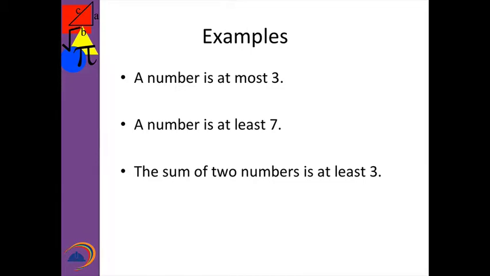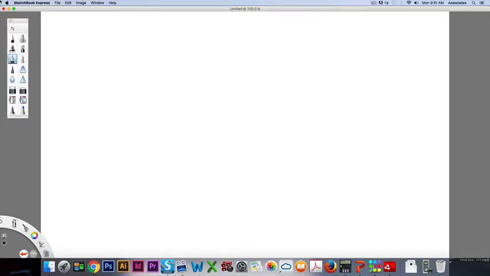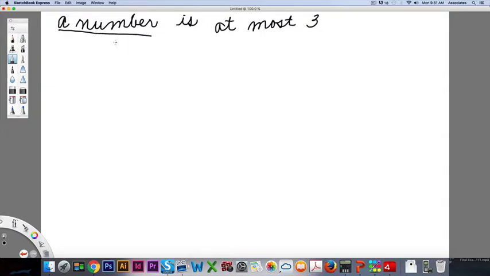Welcome back. Let's go to our slates and look at this. First of all, it says a number is at most 3. So here we go. I'm going to translate "a number" into any variable you want. I'll pick X. "Is at most" means less than or equal to, and 3. It means the number can be 3 or any number smaller than 3.